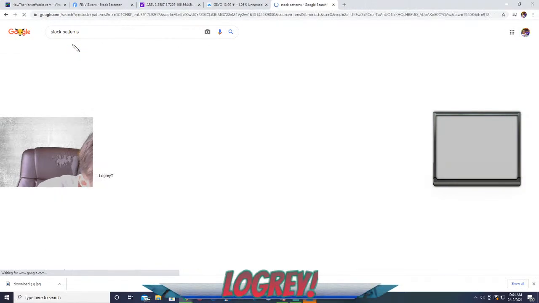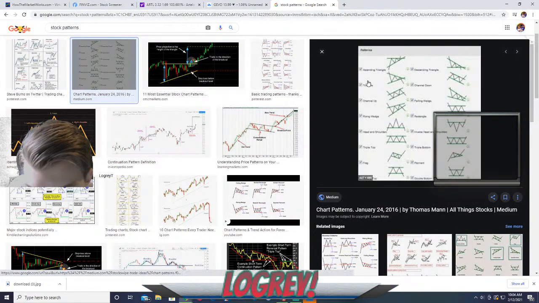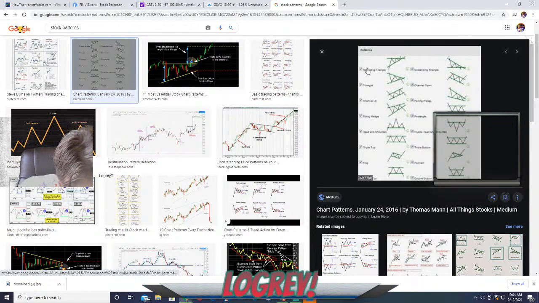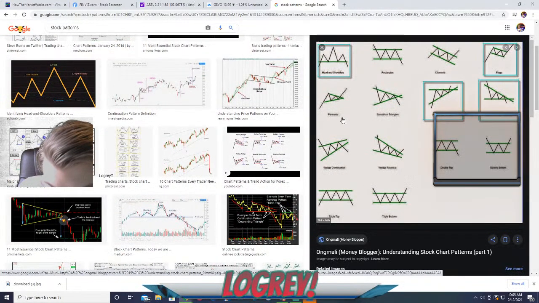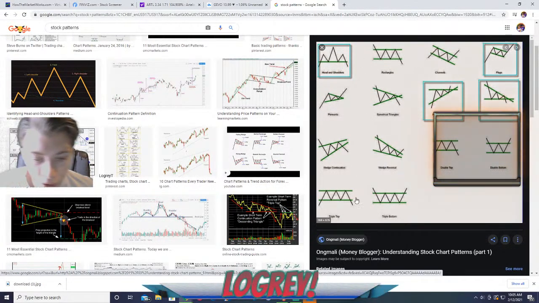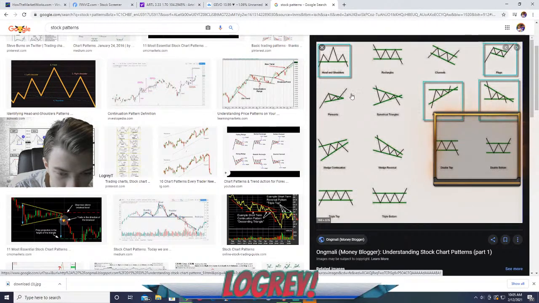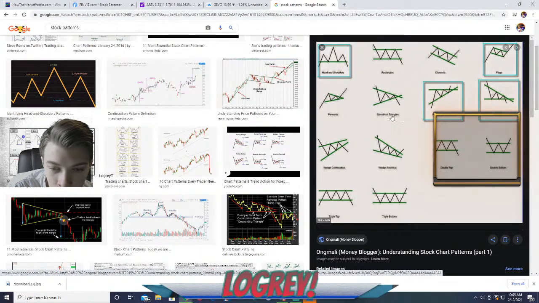Let's just go to images. So as you can see here, oh, that's very blurry. Let's try this one. Okay, there we go. So as you can see, these are a lot of different patterns. You can literally just search this up on Google like I did, easy. These are each named what you would probably think. Every time it makes this kind of shape, it usually means it's gonna go up.